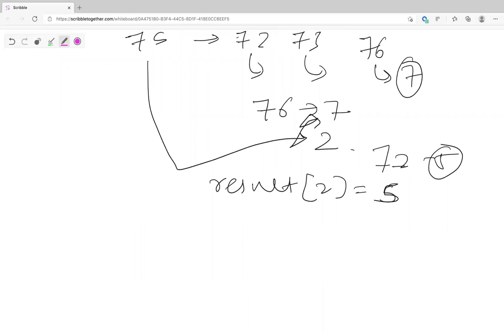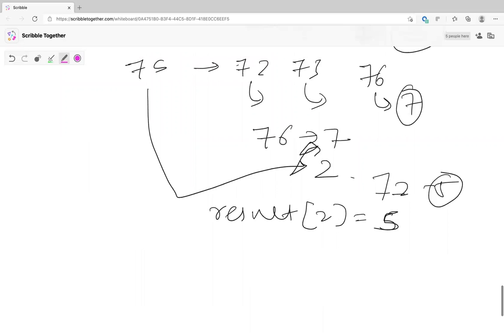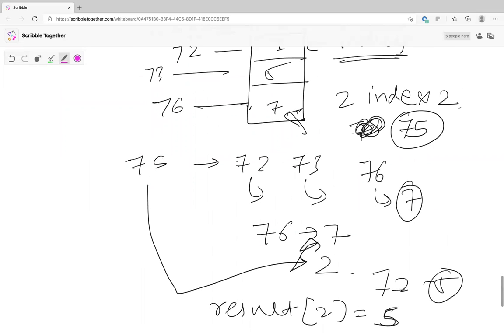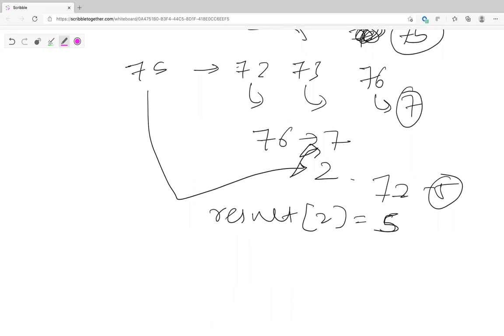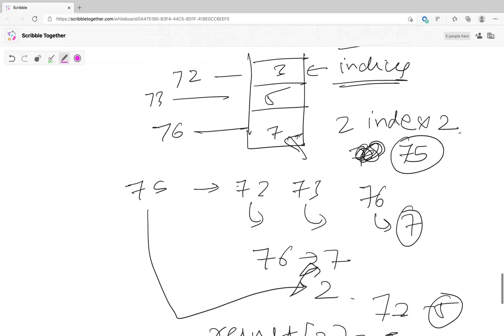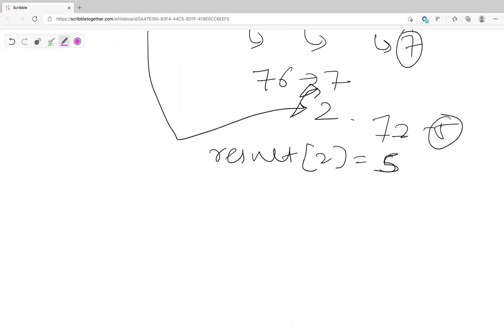5 days. But by popping these intermediate values, we need them for calculating between 2 and that index. Valid question. Like we said, when we are at 75, we saw that 72 is less, 73 is less, so we popped them out and saw 76 at index 7, and we subtracted this index minus that index. But then we lost 72 and 73.